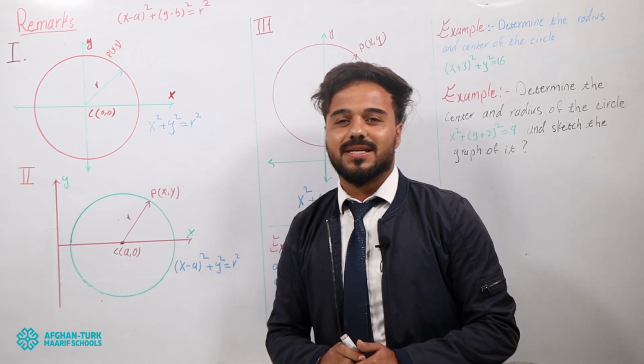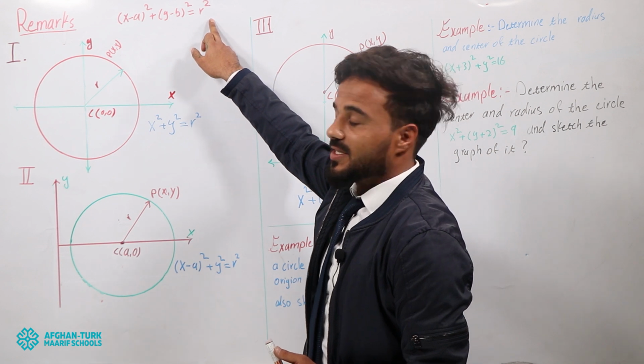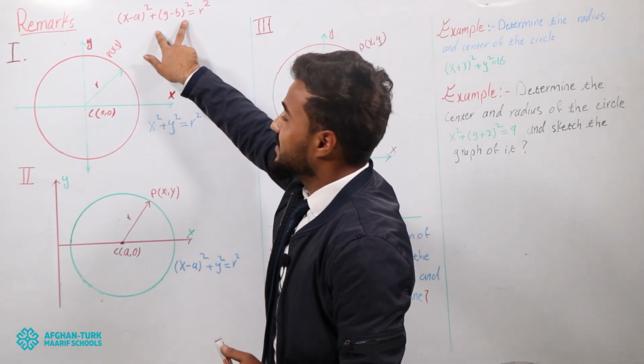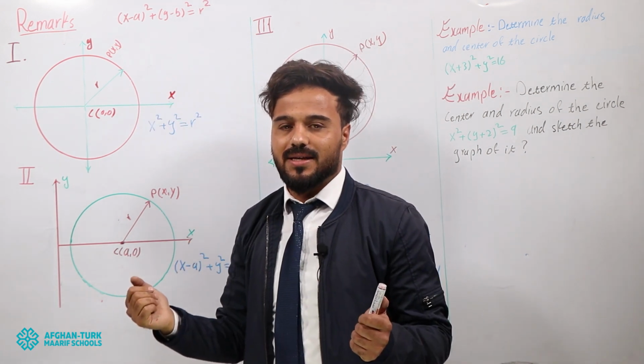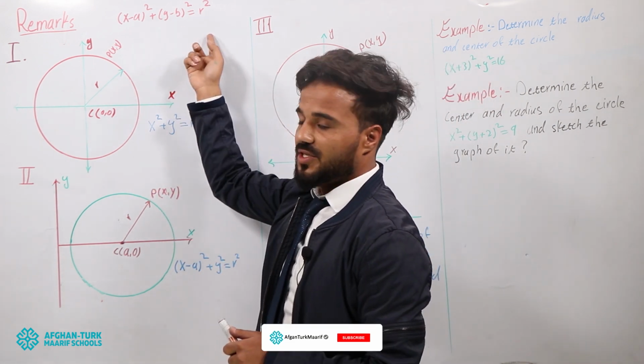In our previous lesson we have studied the standard equation of a circle, which was like this. So this equation is for circles which can be located everywhere in the coordinate plane. But here we have some special cases for this equation.